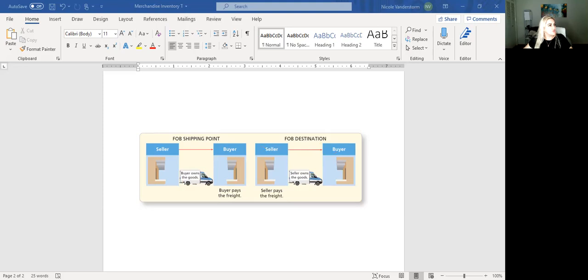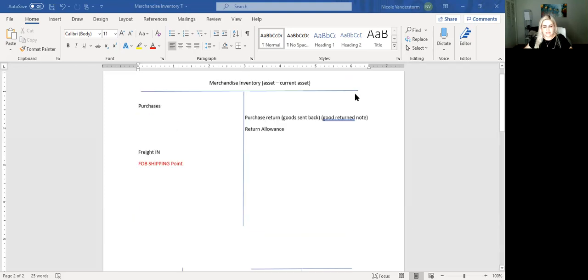Okay, so if I go back to my T account, now we know that our costs are going to be our purchases, which is going to increase our inventory, and our freight in. We're not going to debit the income statement, we're going to debit the cost of the inventory. Now just a reminder that the sales side of things is going to be opposite, right?